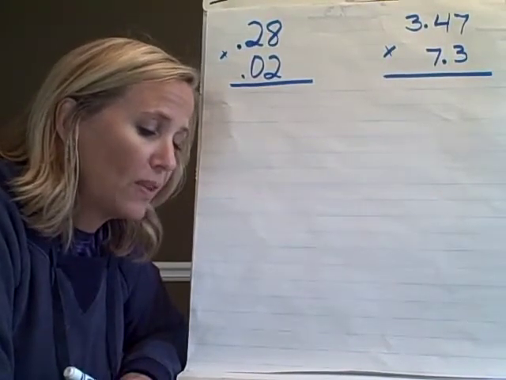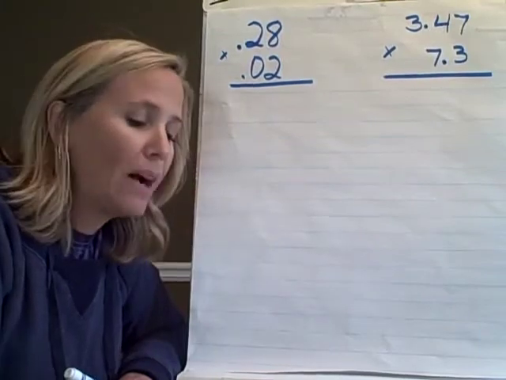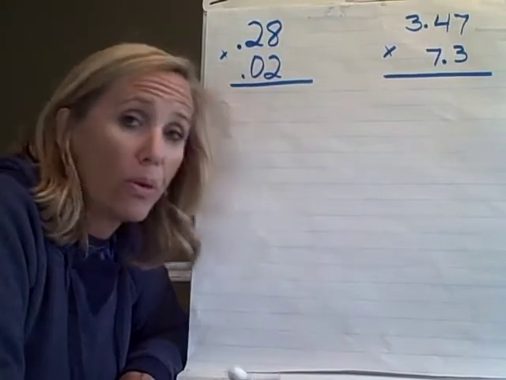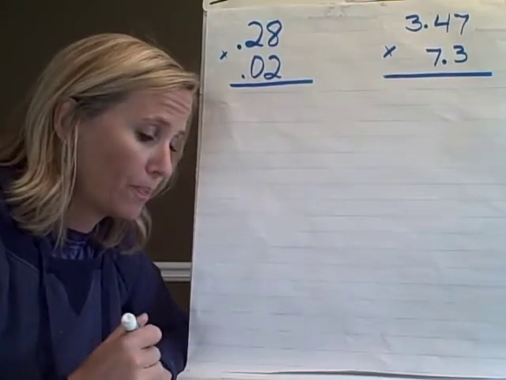Step 4, you're going to figure out the place value you need your answer to go out to. You have to look at both factors. Underline that sentence. Look at both factors. You can't just look at one anymore.